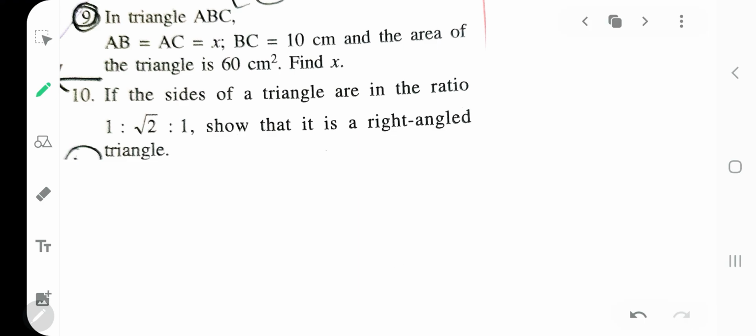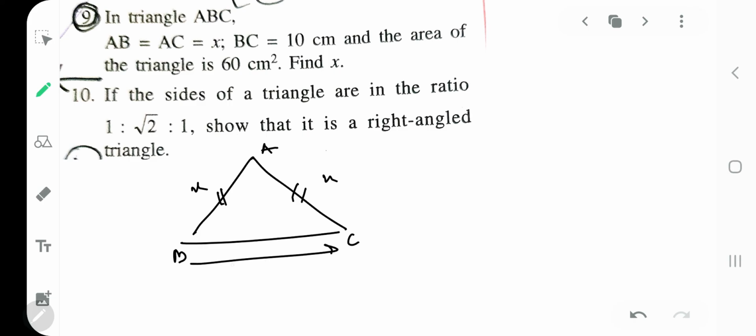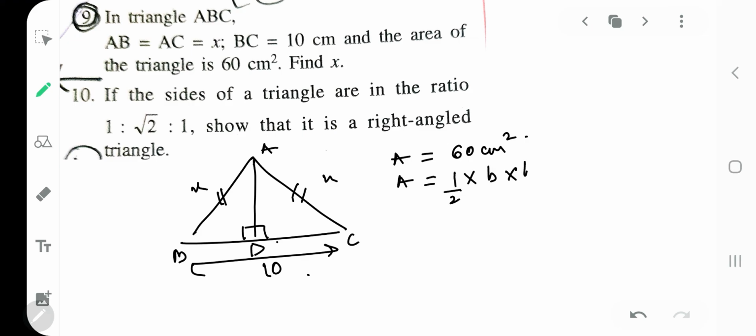Next we have in triangle ABC, AB is equal to AC is equal to x, BC is 10, that means it's an isosceles triangle and its area is given as 60 centimeter square. If I draw a perpendicular, that will be the height. So the area of triangle will be half base into height. Do you know very well? Area is given as 60, half, base is given as 10. From there you will get the value of AD. Am I correct? Shall we find out AD?